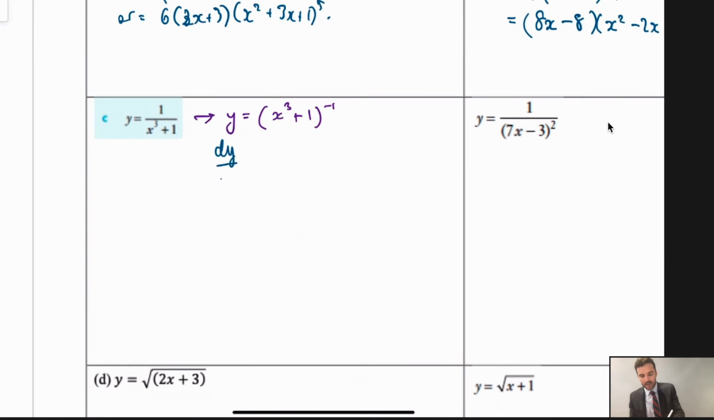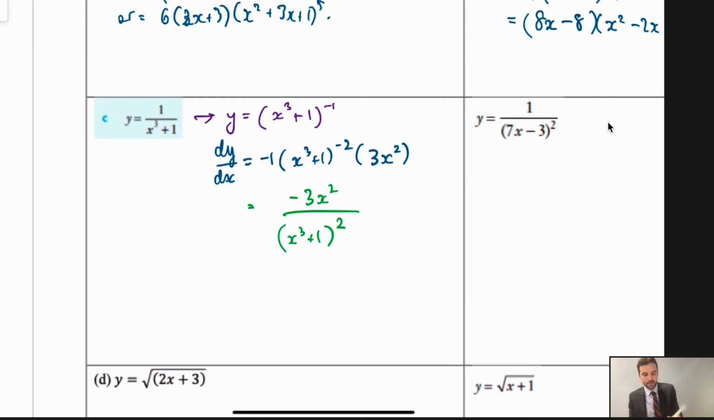dy by dx, bring the negative 1 down, keep the function the same, take 1 off the power, then times by the derivative of that function. So you should have 3x squared, like that. Now we can rewrite it as a positive indice. There we go. So that's our answer there. We differentiated, and it's more or less how we do that one.